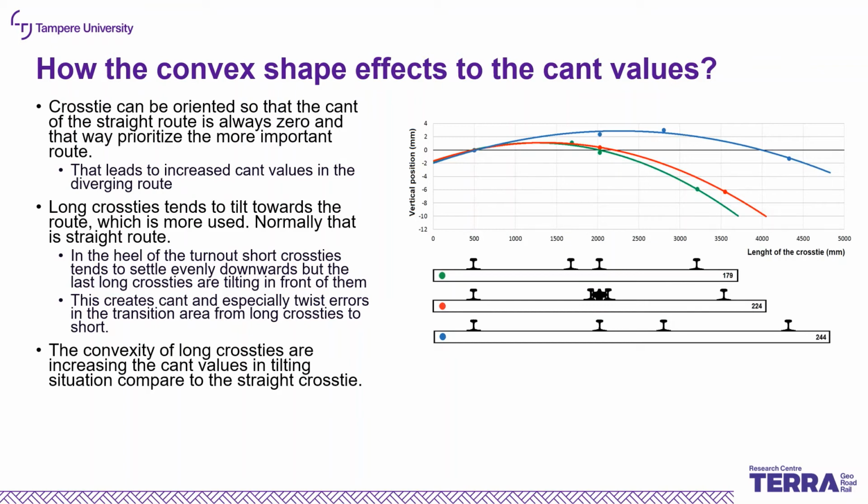The cant values of the short cross ties could be 0, but next to them there are long cross ties where the cant value is not close to 0. So this creates really big twist errors in the transition areas between the long cross ties and the short ones. And the convexity of long cross ties increases the cant values in a tilting situation compared to straight cross ties. If the cross tie were completely straight, the tilting wouldn't be so hazardous, but when there is a convex shape, the tilting is even worse.